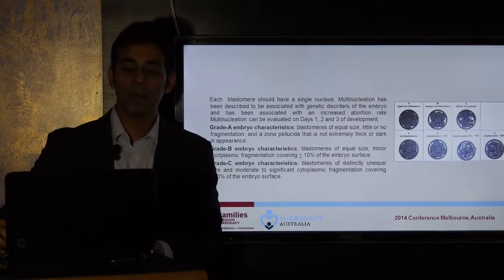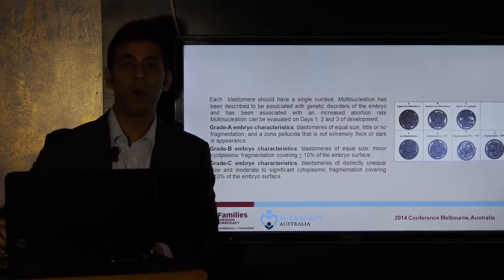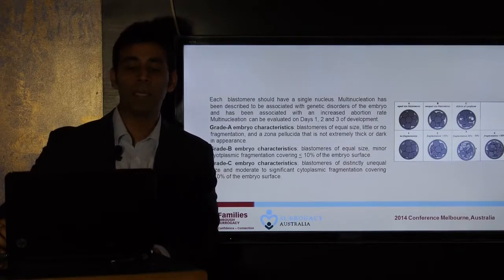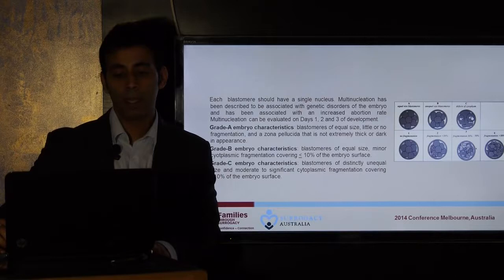What are the characteristics of a grade A embryo is that the blastomere should be of equal size, there should be little or no fragmentation, the zona pellucida should not be extremely thick or dark in appearance. A grade B embryo, again the blastomere should be of equal size.